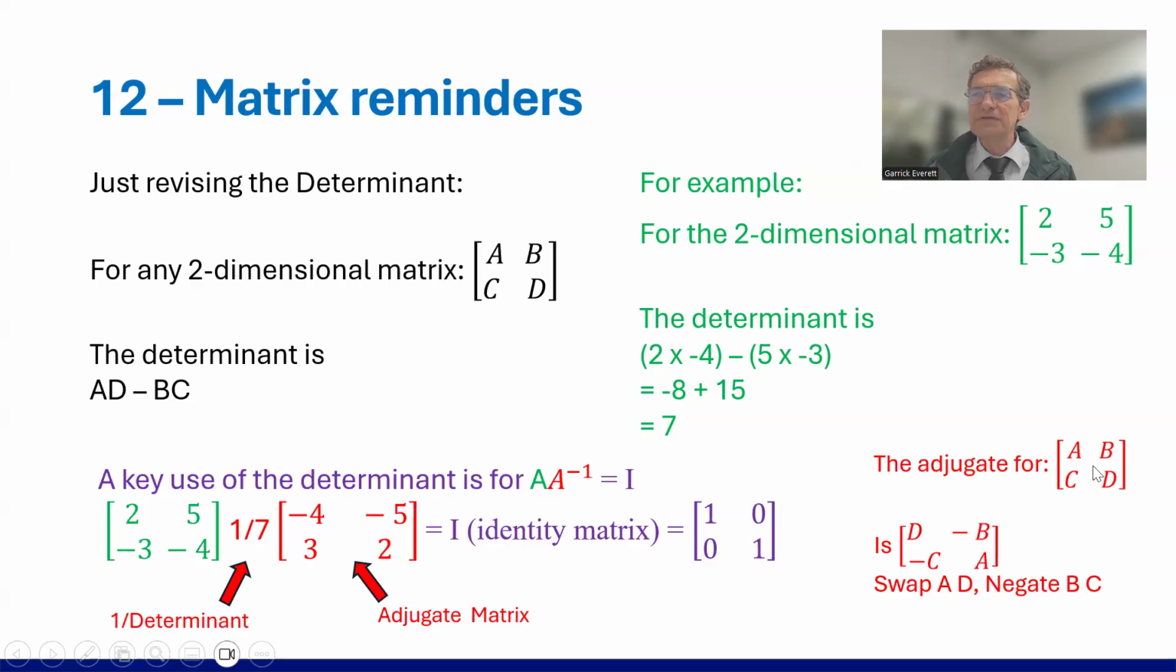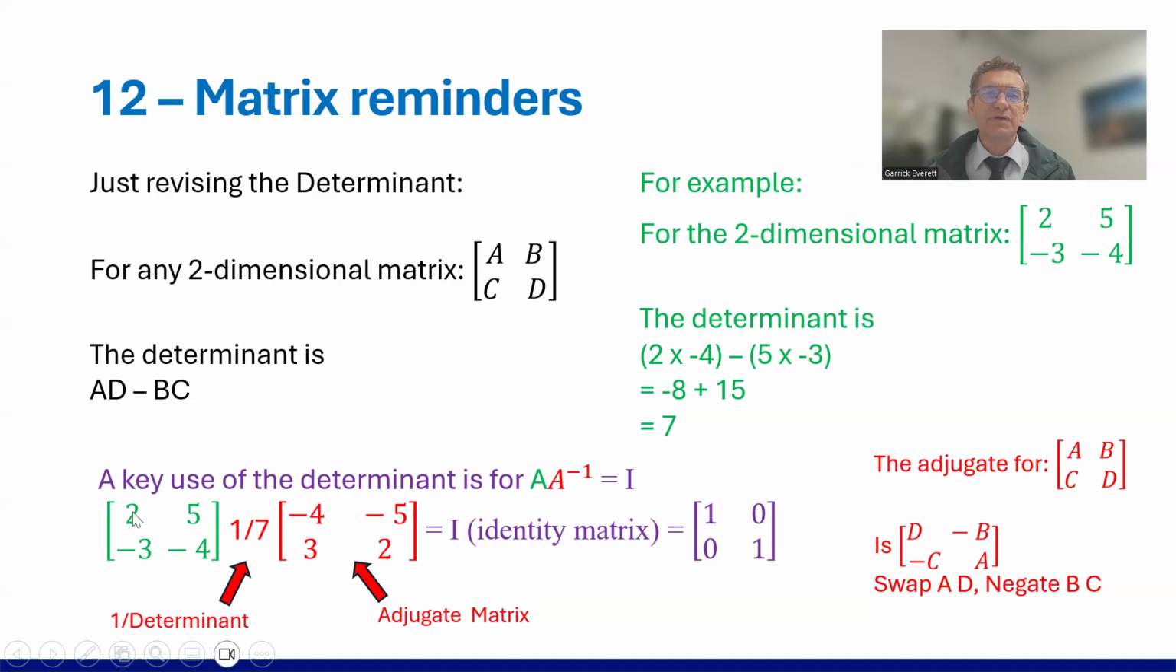And we're just going to make those negatives. So that's all I've done here. I've swapped these two. So if you look at this, 2 and minus 4 swap places, and minus 3 and 5 just become negatives. So minus 3 becomes 3, 5 becomes negative 5. So this is the adjugate matrix.